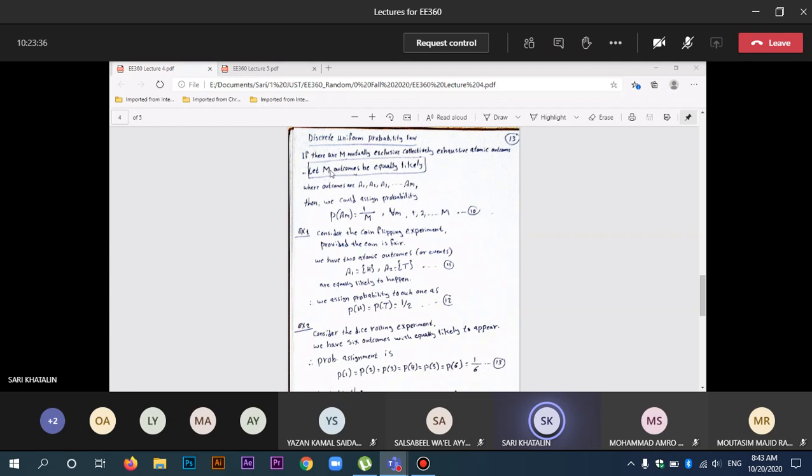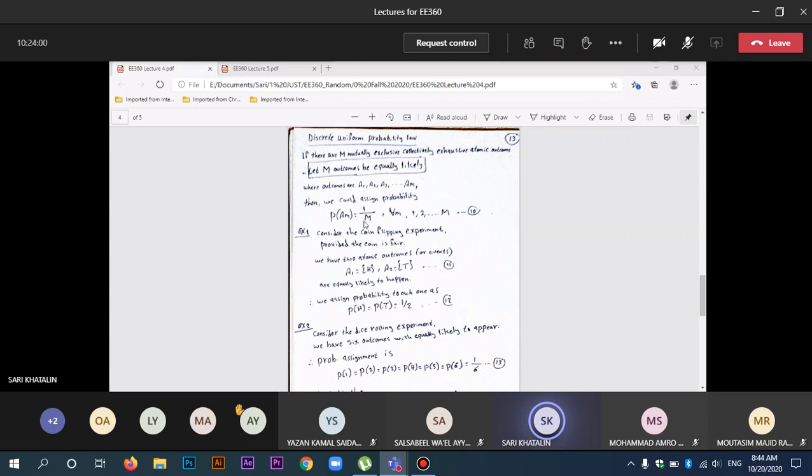Where this one, exhaustive, means that these events will have to include all of the outcomes in the space S, the universal set, if you will. Okay. If you forgot that, just go back to last lecture, where we explained it in detail.